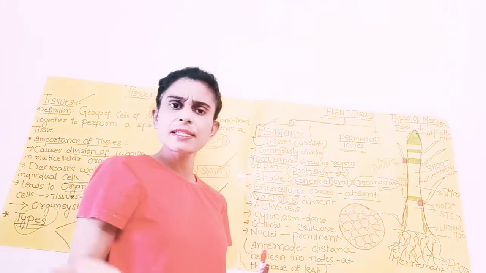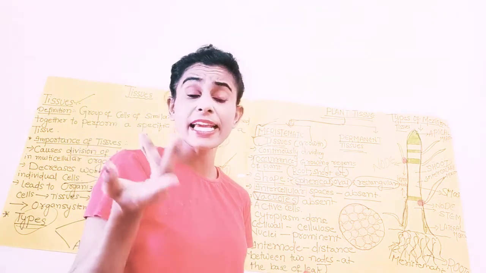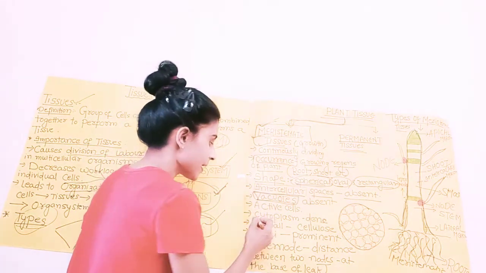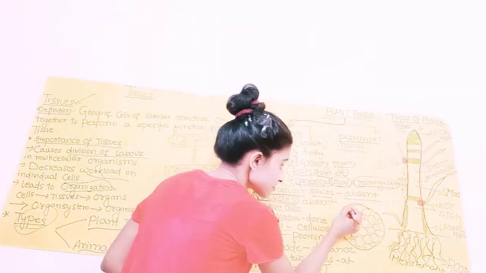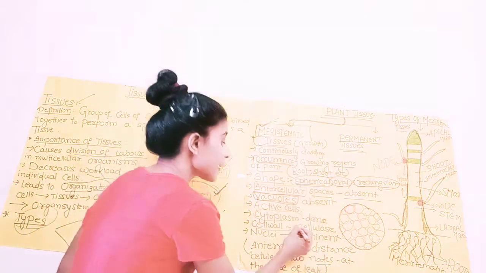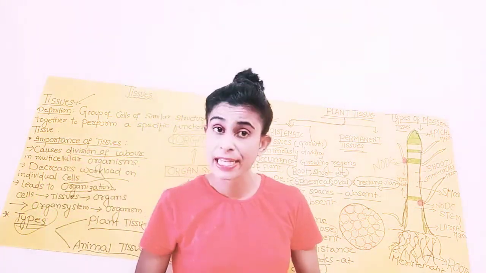Cytoplasm is dense. Cytoplasm, we read, is inside the cell. Yes, inside the cell, the jelly and fluid like structure is called cytoplasm. So the cytoplasm is very, very dense here. And the cell wall of meristematic tissues is made up of cellulose, a carbohydrate.